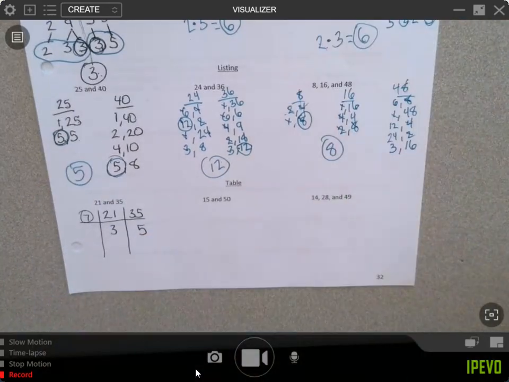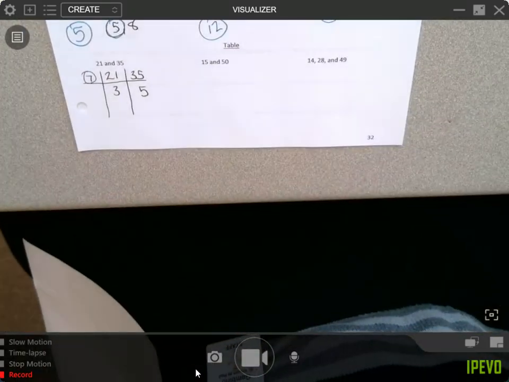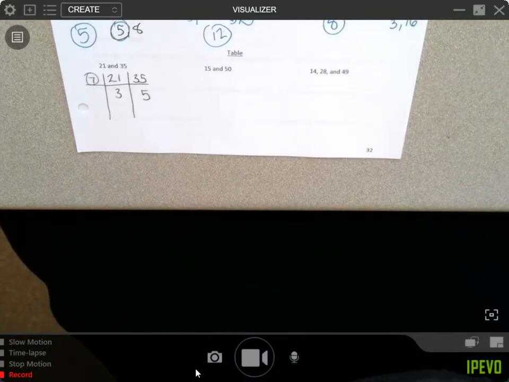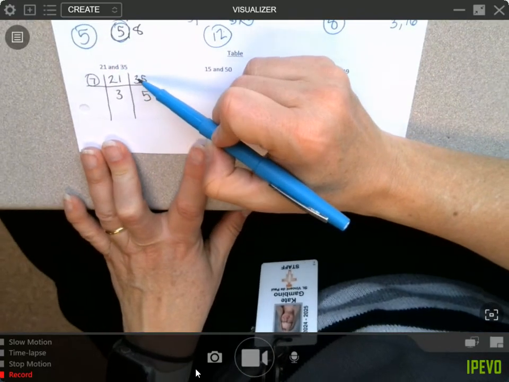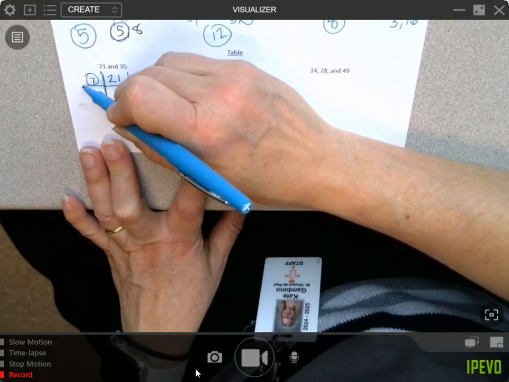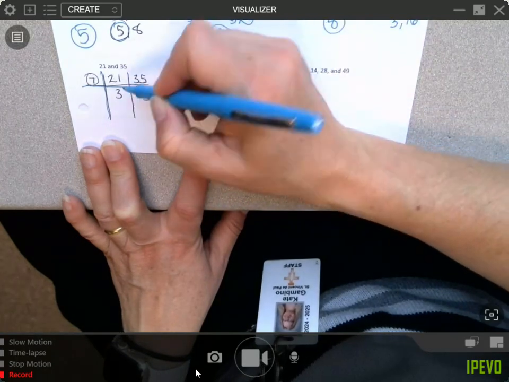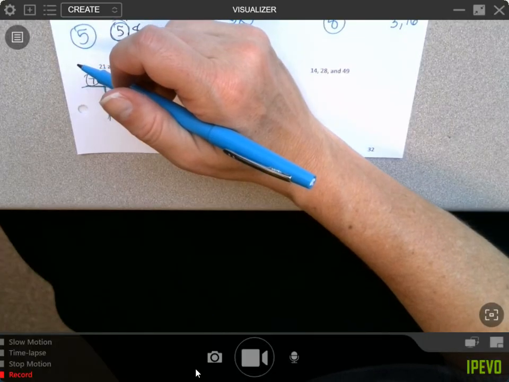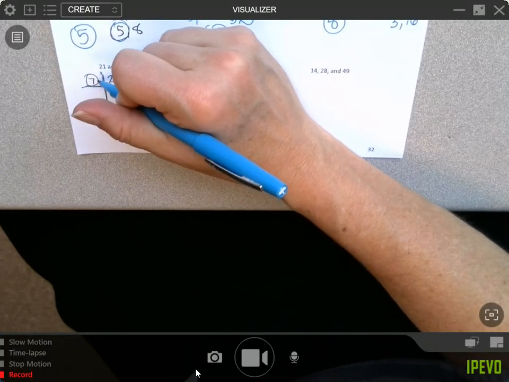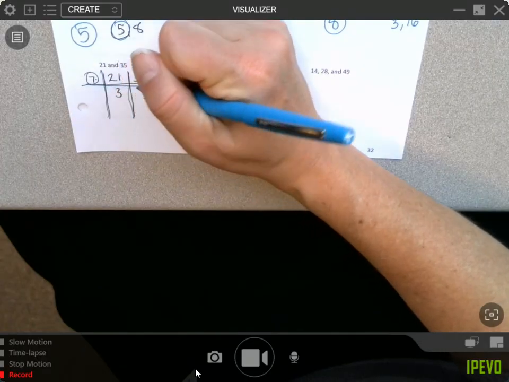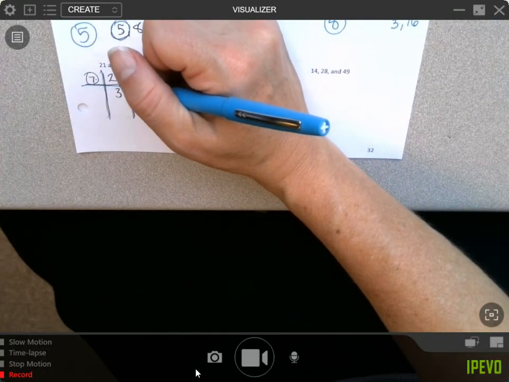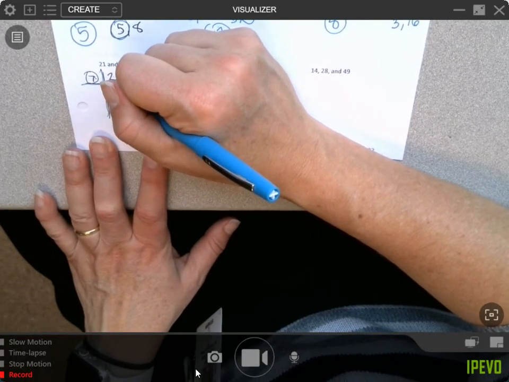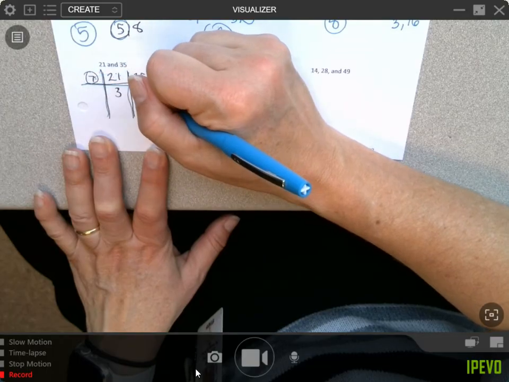Our last method to use is the table method. So we put both numbers, 21 and 35. We're going to make a table. I'm going to look to see what prime factors I can pull out. I know I can pull a 7 out of 21 and I can pull a 7 out of 35 because they're both multiples of 7. So if I take that 7 out, 21 divided by 7 is 3. 35 divided by 7 is 5.